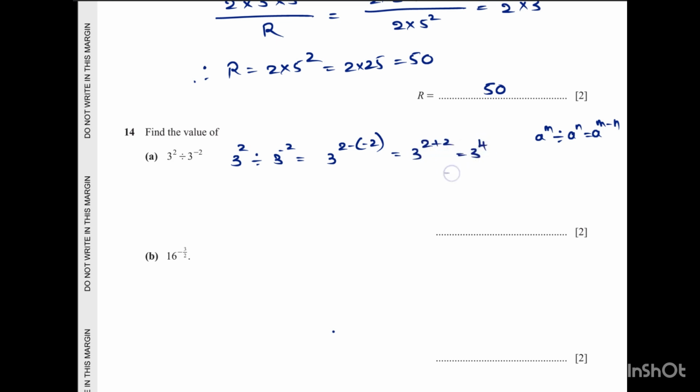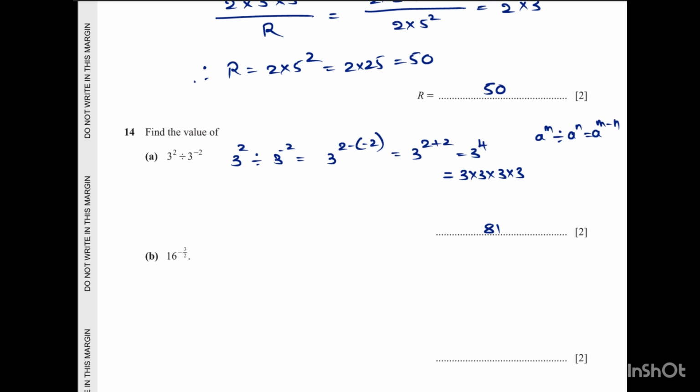So we need to find the value. Value will be 3 into 3 into 3 into 3, that is 81. Always remember students, whenever they ask for the value, you have to be careful. Don't just stop your answer here. Your answer should be the value, that means you cannot write your answer in index form. Question B now.